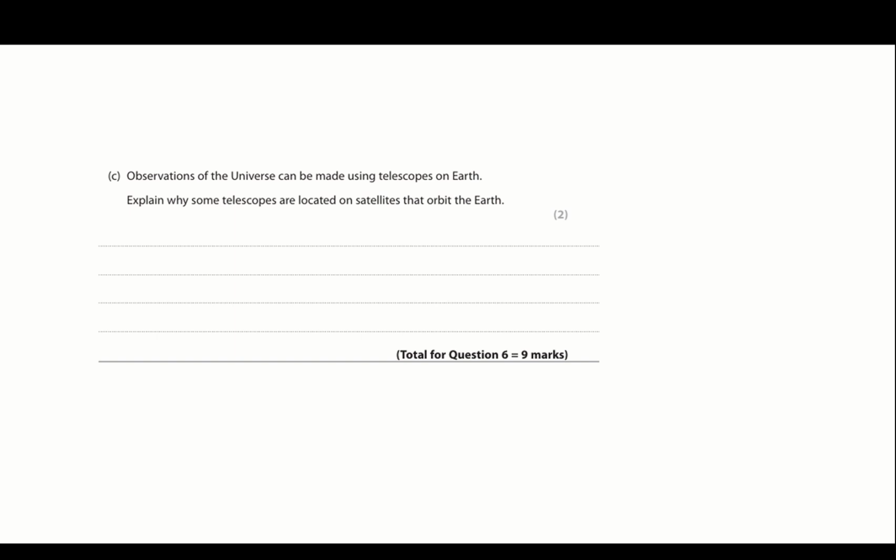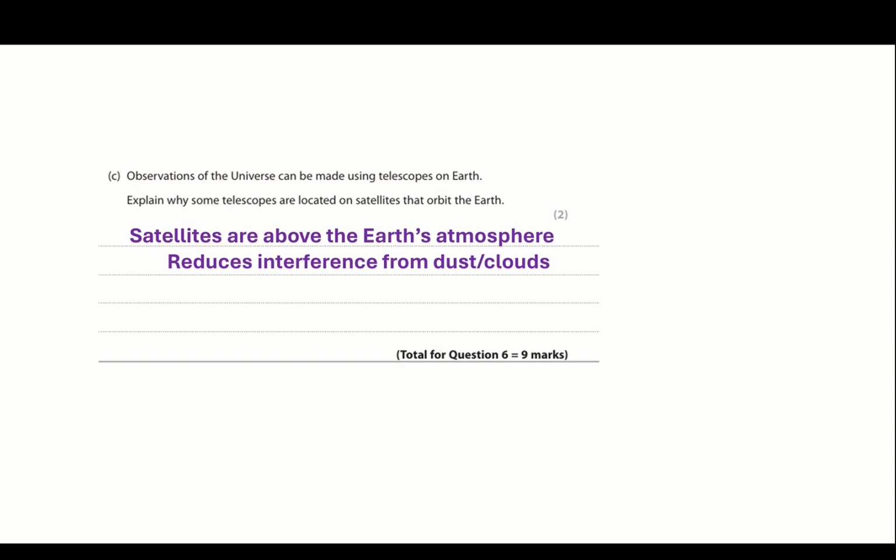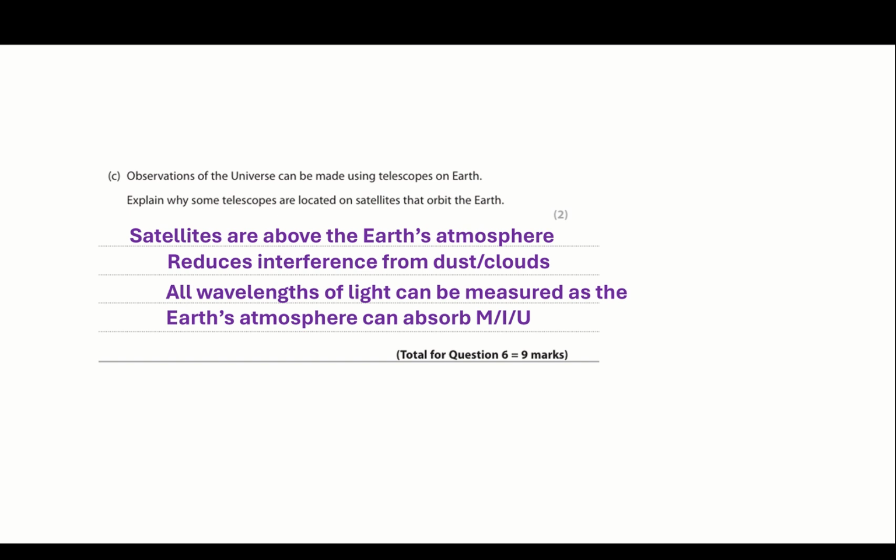Next part, observations can be made using telescopes on Earth. Why do we have some telescopes that are in satellites? So the basic idea, we put some in space because the atmosphere interferes with what we're trying to do, and then we just got to unpick what are the different ways that the atmosphere interferes. So satellites are above the Earth's atmosphere, that is 1 mark, and so this reduces interference from dust and clouds, or we can measure all wavelengths of light, because our Earth's atmosphere, we know it absorbs some of the UV, it can absorb some microwaves, some infrared, etc. So it just gives us a better suite of wavelengths or frequencies that we can measure the universe with. And that's that.